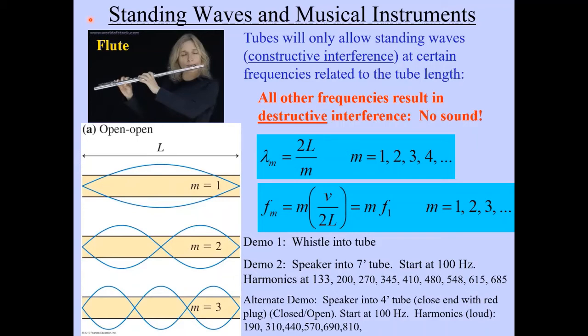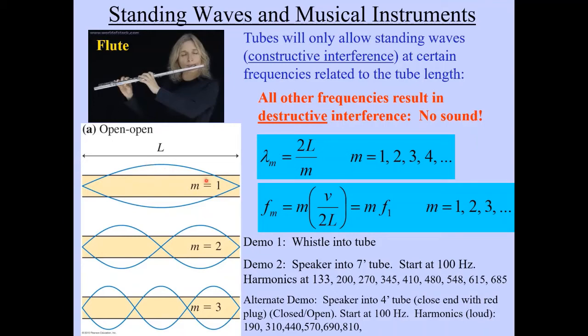If we think about woodwind instruments like flutes, saxophones, clarinets, and so forth, the tubes where the sound is produced will only allow standing waves, which remember is constructive interference, at certain frequencies or wavelengths that are related to the tube length. All other frequencies result in destructive interference, meaning no sound. A flute is open on this end where the musician blows air into it, and it's also open on the far end where the sound leaves. So this is technically called an open tube. It's open on both ends.